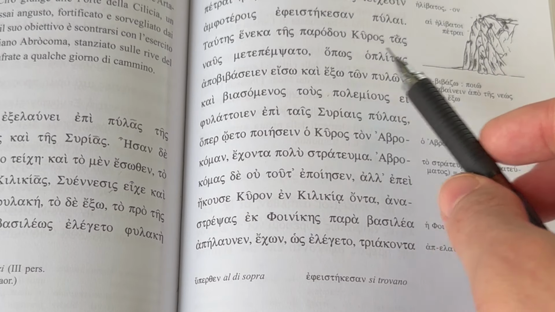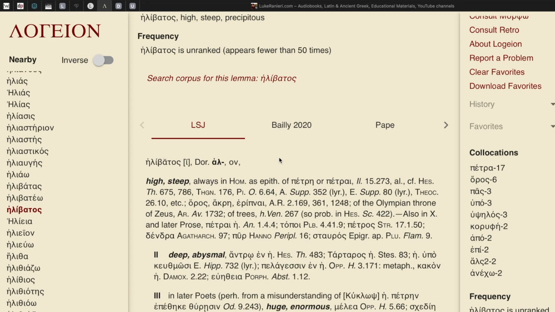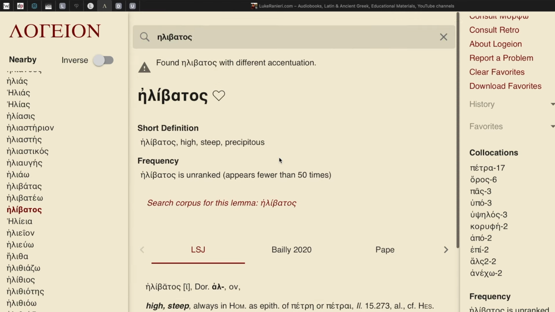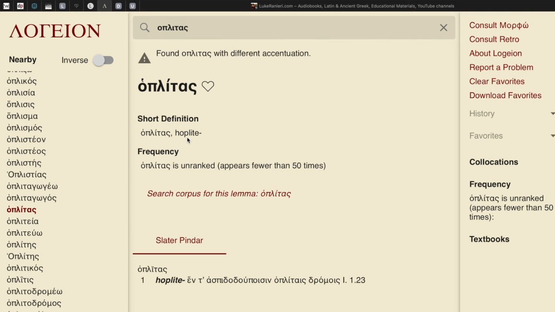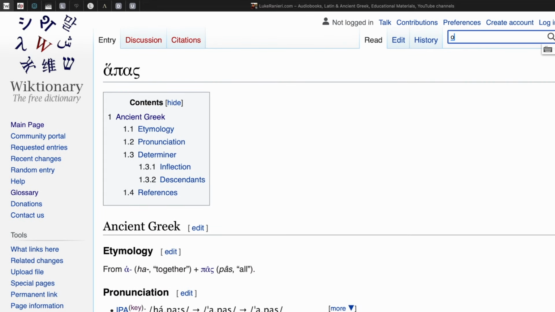Okay, well, let's just type this into something, Wiktionary or Logion, and figure it out. Let's start with Logion since we're here. So "oblitas," that's pretty much how it's written in the book. It's interesting it has an entry here. Basically, this is giving us the Doric version, which is interesting, but it is giving us a long iota. That's convenient. Okay, let's type this into Wiktionary too.